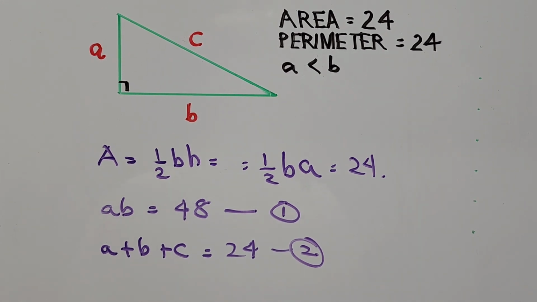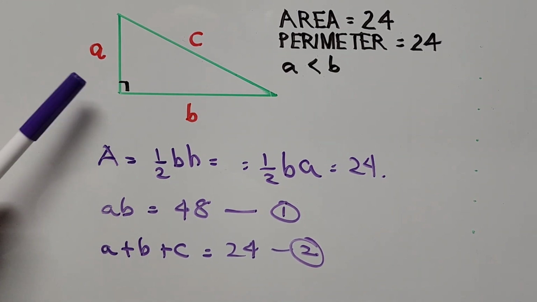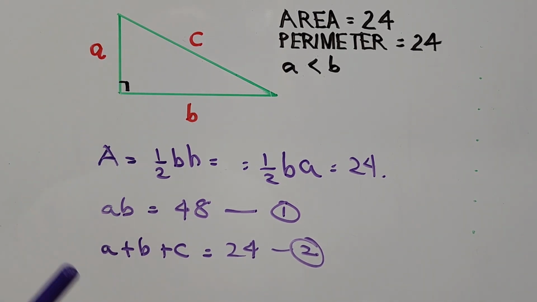Now if you notice, we have three unknowns, A, B, and C, and so far we have just two equations. This means that we need another equation so we can solve for the variables A, B, and C, right? And how could we formulate the third equation?